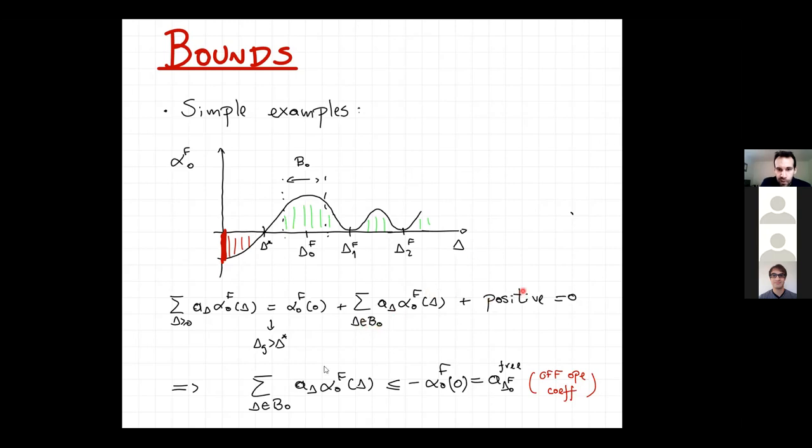And so since this is positive, you find that the sum over the states inside this bin has to be smaller or equal than minus the value of the functional on the identity. And this, you know what it is. This is precisely the OPE coefficient which appears in the generalized free fermion solution. Again, because these functionals are dual to the generalized free fermion solution. This is why this is true. So you see that the sum of the OPE coefficients in this bin is bounded from above by the value of the GFF OPE coefficient, which is just some number.